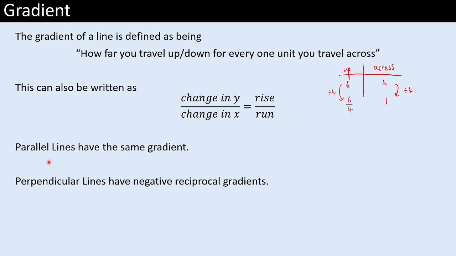Some other things. Parallel lines have the same gradient. So it doesn't matter what else is going on. If you've got the same gradient, those are parallel lines. And this one's a bit more tricky to work with, but perpendicular lines will have negative reciprocal gradients. And I'm not going to be touching on that in this video, but I will make another one which does touch on this topic. Okay, so this bit here in the middle, this is definitely what we need to know.